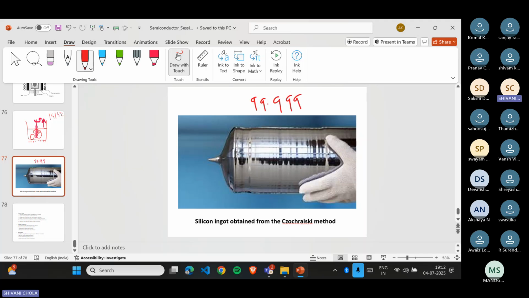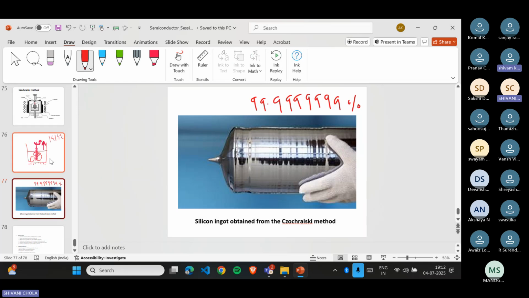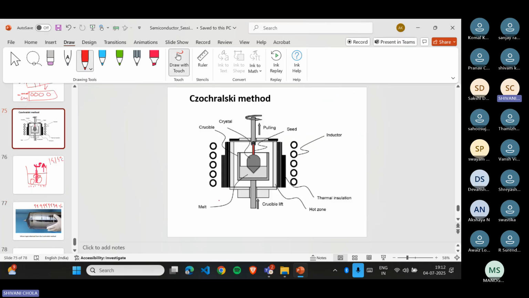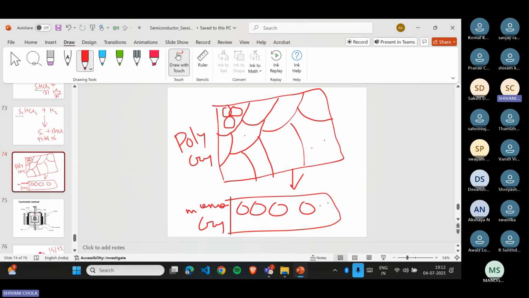99.9999% pure. It's, sir, such a pure. Yes, yes. Sir, is there any chemical reaction for this Czochralski method? No, there is no chemical reaction. Since you are using pure silicon in the melt form, you just need to convert this state into this state, okay? From polycrystalline to monocrystalline.